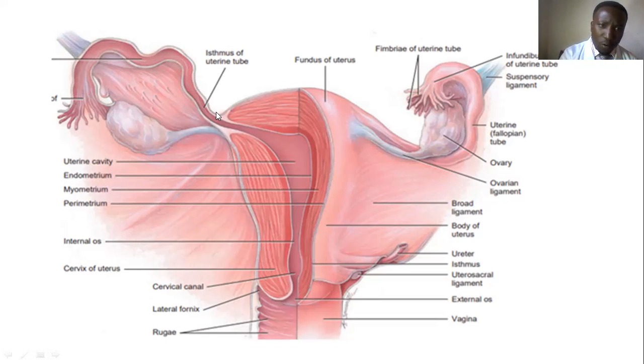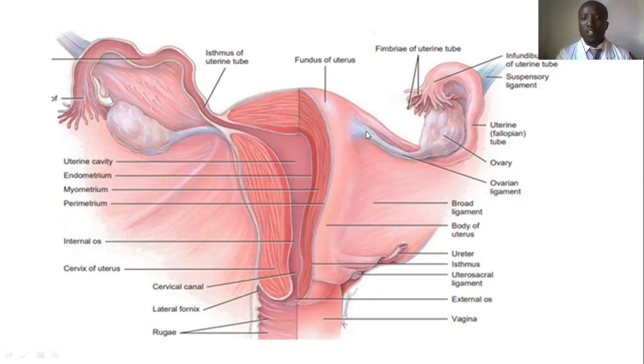So this is our fallopian tube with various segments. These ones which have finger-like projections are the fimbriae. Then this part is what we call the ampulla. Then you can see towards the uterine cavity, we have the isthmus of the uterine tube. Then you can see the body, the fundus of the uterus, the superior portion, and the cervix. This part has not been dissected.